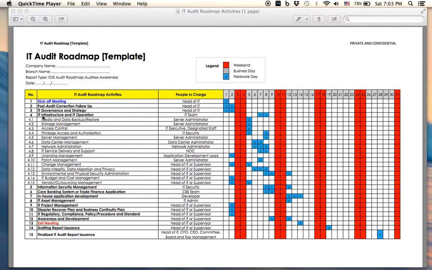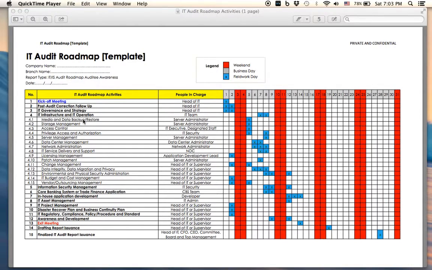So number 4 is a key component of the audit activity, or we can say the IT infrastructure or IT operation audit. The IT operation audit covers the daily BAU, business as usual, that the engineer or officer in charge needs to perform on a daily basis. So one is media and data backup and restoration.